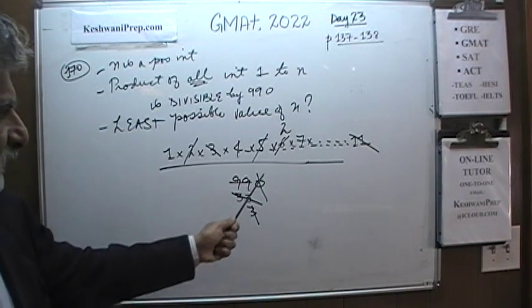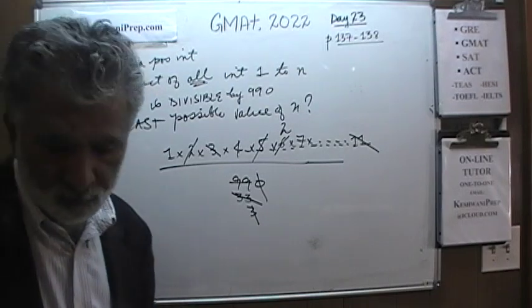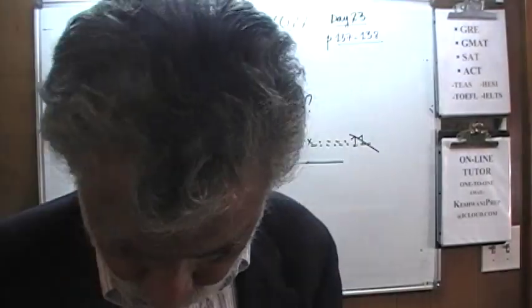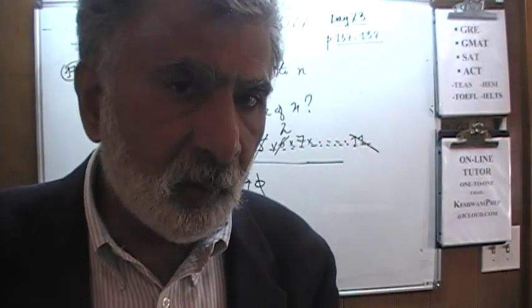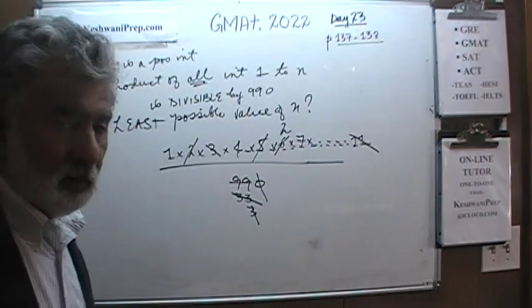And the answer is exactly 14. Oh, 14 times 4, that is, with no remainder, obviously, divides evenly. So the least possible value of n is 11. Is it possible for n to be 12? Of course, the product of 1 through 12 will also divide by 990. And so will the product of 1 through 12 billion. But the smallest possible value of n is 11.